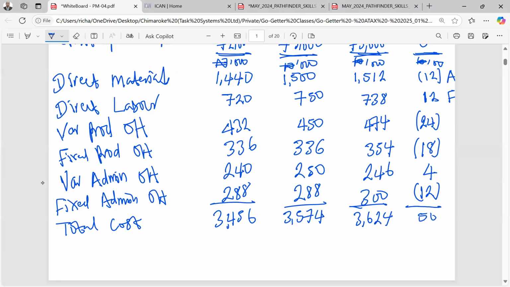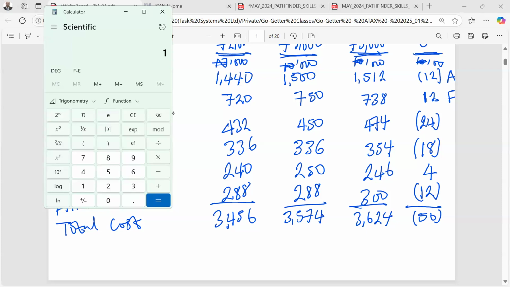So 50 is a negative. Let's check. We already have 12 negative plus 12 positive, minus 24, minus 18, plus 4, and minus 12. That gives us 50. So we have been doing the right thing.